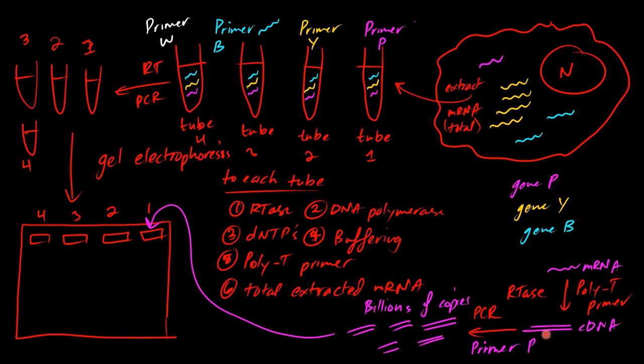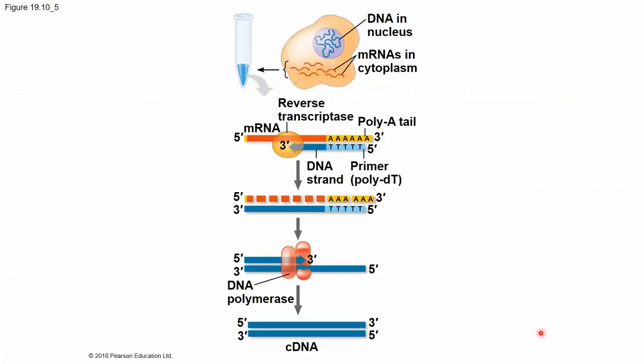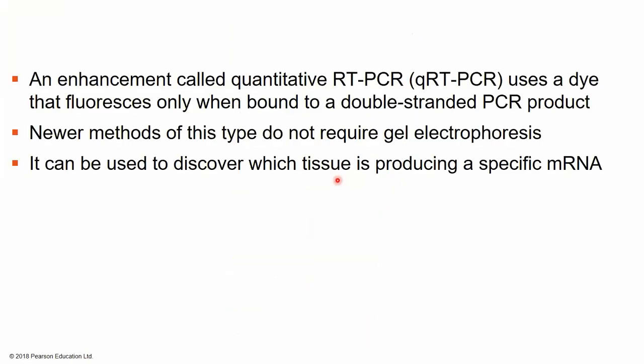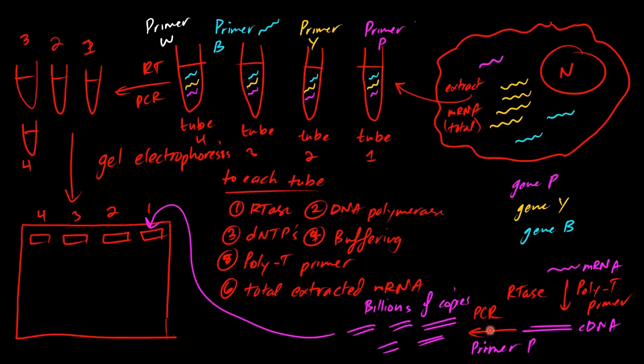Millions of copies. Yeah, Isra, this is the mechanism. This is the mechanism of converting the mRNA into cDNA. I just already explained. Okay. And then the PCR, primer P, dNTPs, the DNA polymerase will make millions or billions of copies of the cDNA. And these billions or millions of copies of the cDNA can be detected by gel electrophoresis.